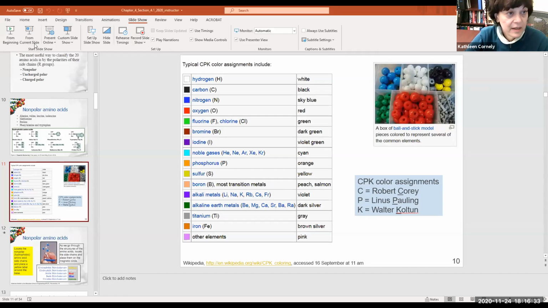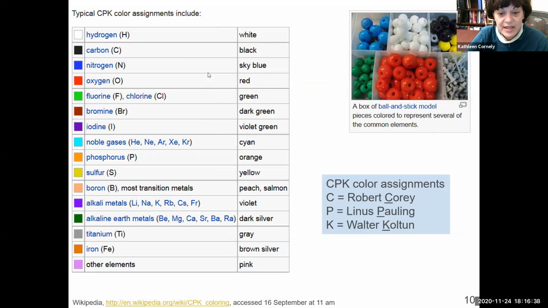Before I show you what we're going to do with the model kit, I'm going to share my screen and show you this slide here. Up in the upper right hand corner, there is a picture of what our model kit looks like. You can see the different colored balls at the top, and these are the sticks right here. This is something called CPK color assignments.